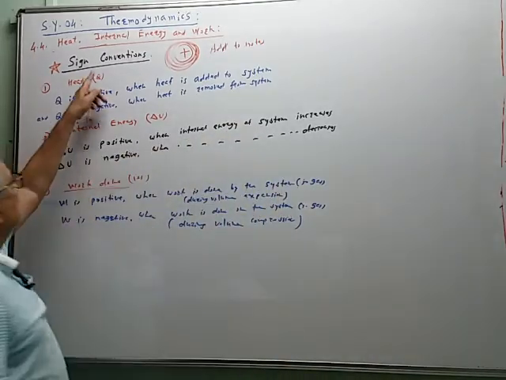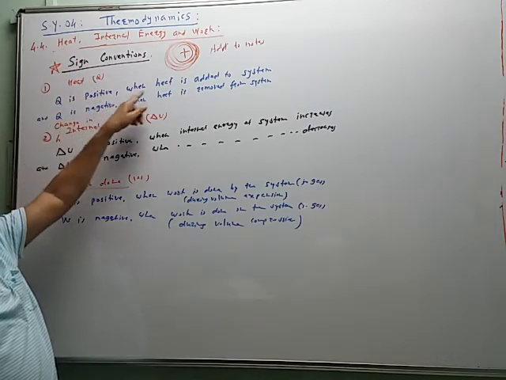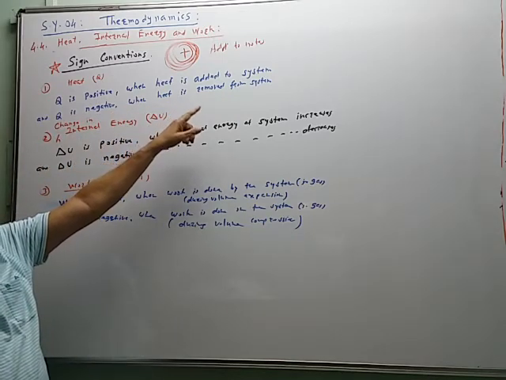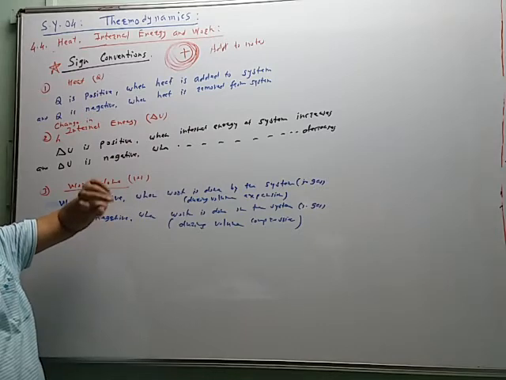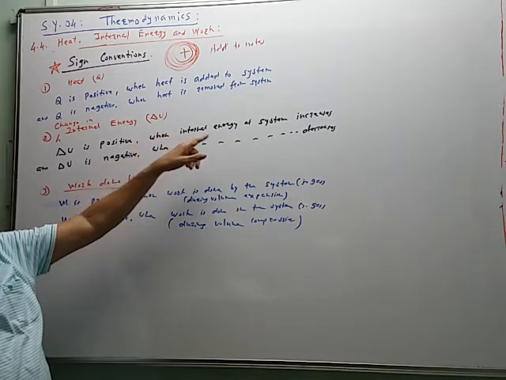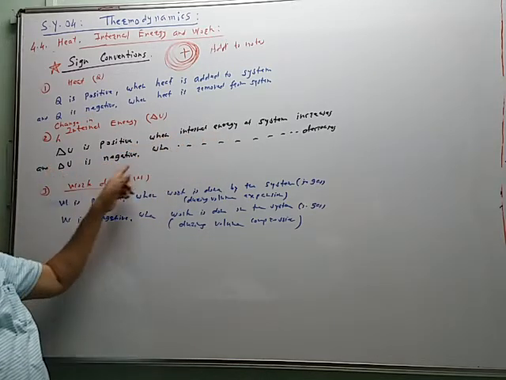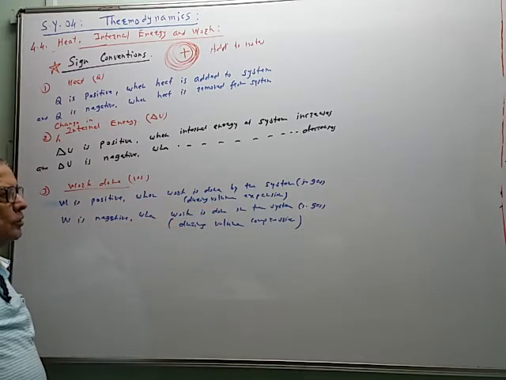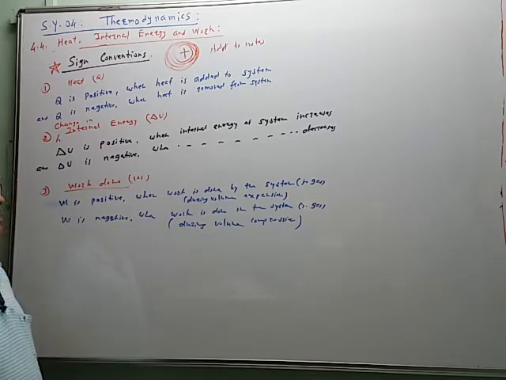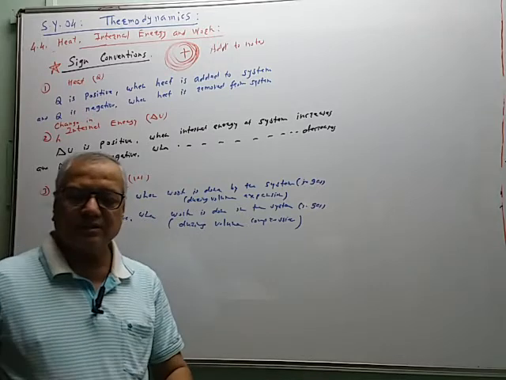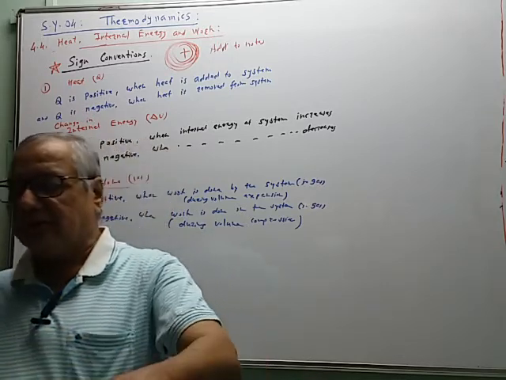So this first term is Q. Q is considered positive when heat is added to the system. Q is negative when the heat is given out by the system or when it is removed from the system. Delta U, the change in internal energy, is positive when internal energy of the system increases. Delta U is negative when it decreases. Work done is positive during volume expansion. So during volume expansion, the gas pushes the piston outward and therefore volume increases like this. Work done is negative when the work is done on the system, so when the piston pushes the gas during the volume compression. So these are the cases.